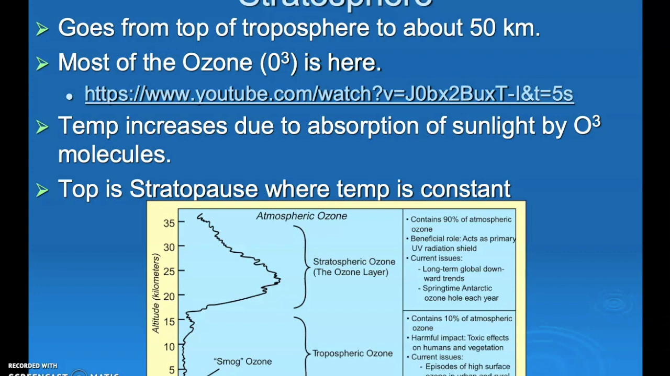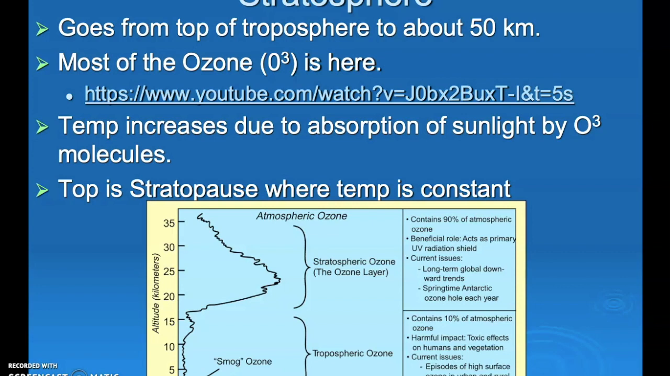So the stratosphere goes from the top of the troposphere upward to about 50 kilometers, like I just said, and most of the ozone is found in the stratosphere. And the temperature increases in the stratosphere due to absorption of sunlight by the ozone molecules. And something that's really cool about ozone is that it is a layer that surrounds the Earth, and we'll watch a quick video on it.